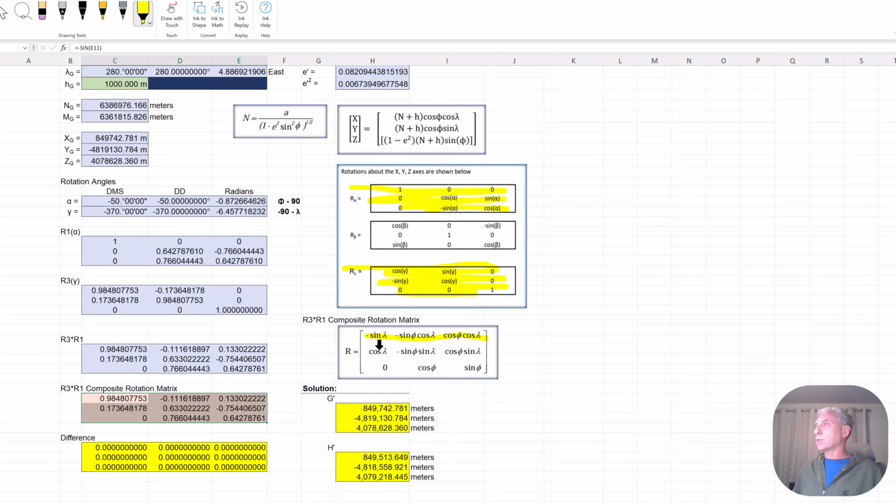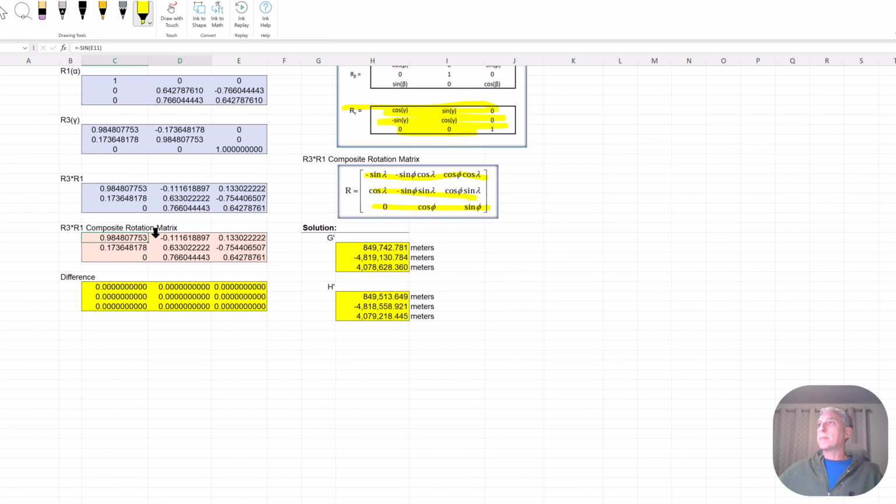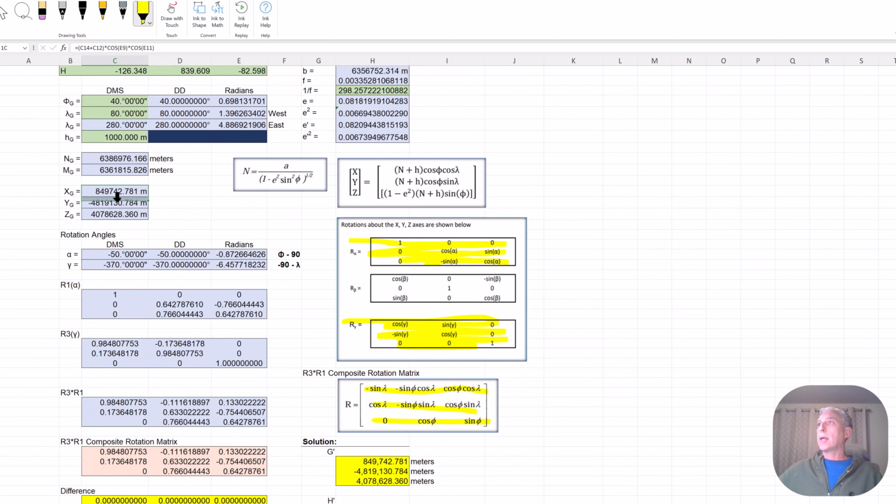here's my composite matrix. And then I did a difference so that you could see, yes, the difference is zeros. It's a zero matrix. They're all the same. So I have my rotation. All I have to do now is multiply my ENU here of H times my rotation matrix, and then add my T prime, which are the XYZ coordinates of my origin.